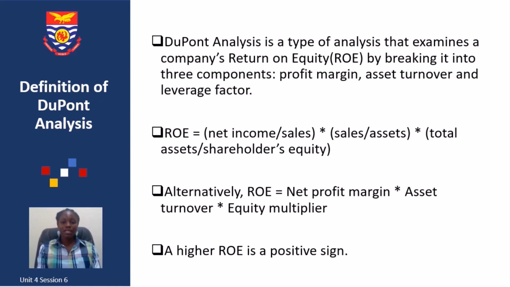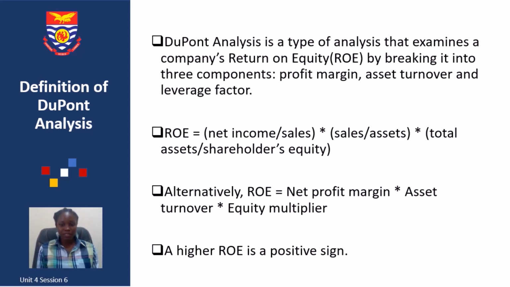Now, the DuPont analysis is a type of analysis that examines a company's return on equity by breaking it into three distinct components: the profit margin, the asset turnover, and the leverage factor. So the return on equity is simply a function of the net profit margin, the asset turnover, and the equity multiplier. The higher the return on equity, that's a positive sign to show that the company has good financial performance or is in good financial standing.